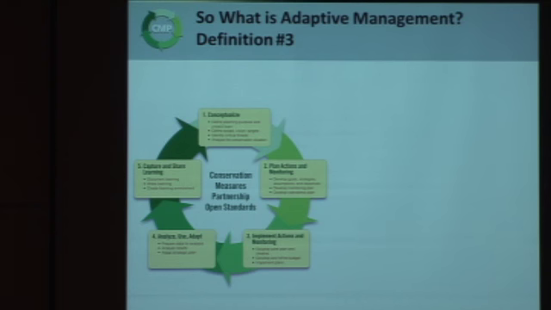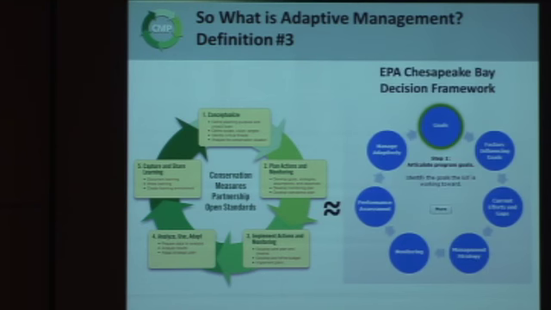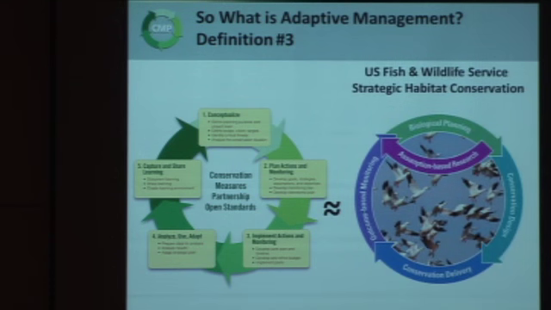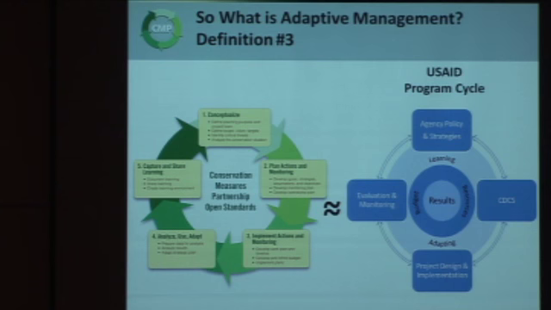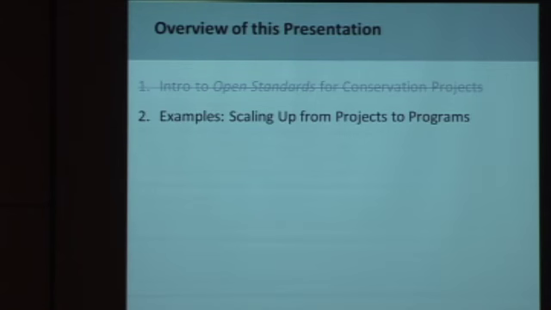Or to be really clear, it's that or some equivalent. That's the one they use in the Chesapeake Bay. That's what U.S. Fish and Wildlife Service is currently using. This is what USAID is using. It doesn't really matter what flavor of this cycle you use, but it is important to have a common language and be going through that process. So that's a brief introduction to open standards and what they are. Let me give you a little bit more real-world, different examples of how this all works.